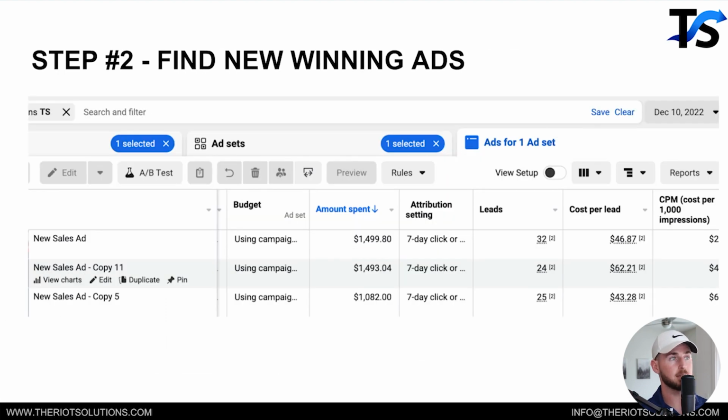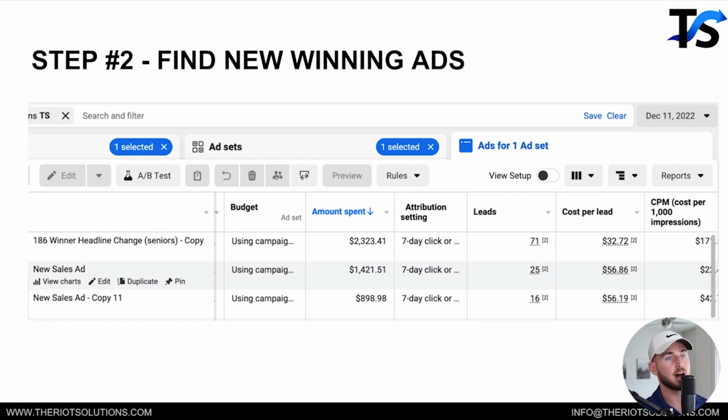Now, step number 2 is find new winning ads. So this is going back to December 10th, 2022. At this time, running the business, we were doing somewhere around a $45 CPL. And that's also December, so there's a lot more competition and stuff like that. But we were at a time where we needed to find a new winning ad because CPL had risen. So we had to improve things because now the client's kind of like, hey, Nick, what's going on here?